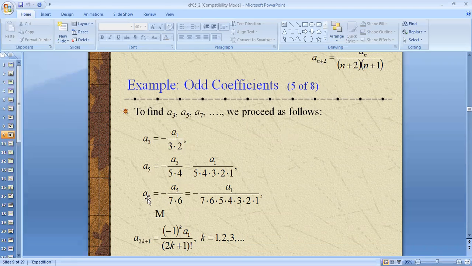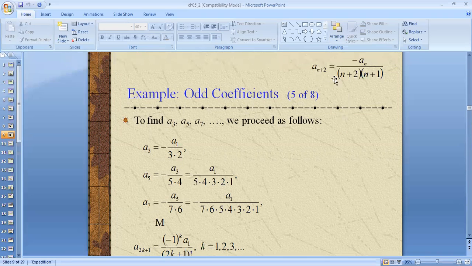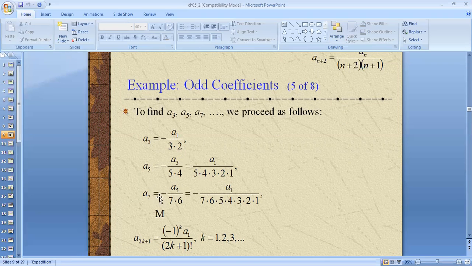Then, because 5, 4 here, A3 equals this. This way, after putting A3, we get A1 divided by 5, 4, 3, 2, 1. Then A7: just putting n equals 5 here, A7 will be minus A5 divided by 7, 6. But A5 equals this whole, so A1 divided by 7, 6, 5, 4, 3, 2, 1.